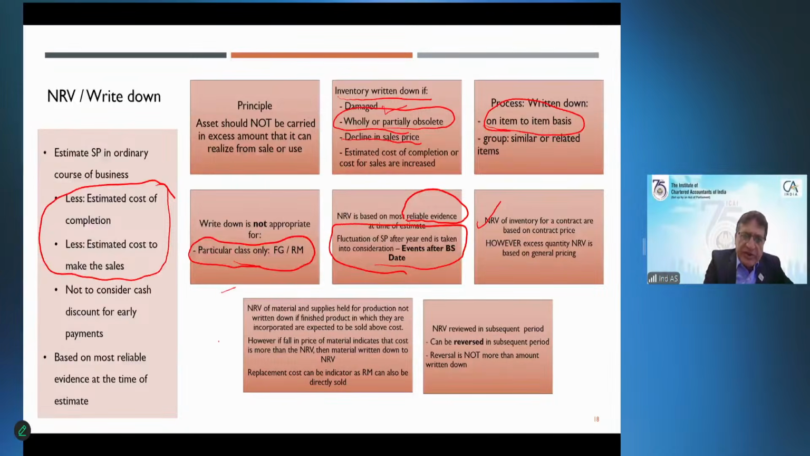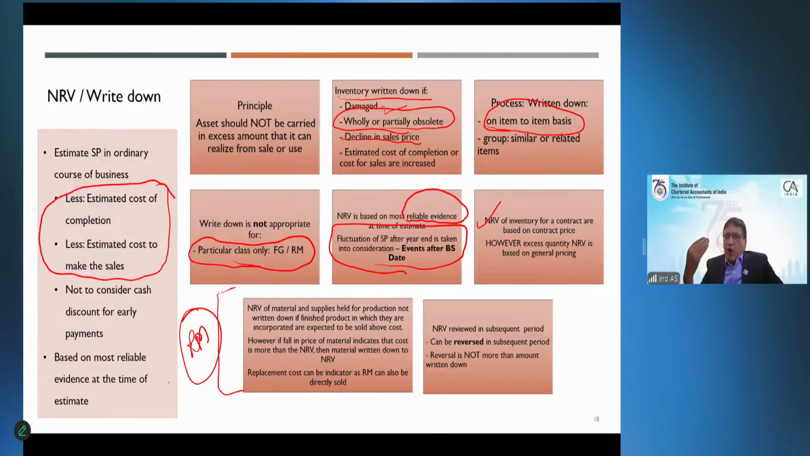There is a particular question with regards to the raw material. Should the raw material also be tested for NRV? The answer is yes and partly no. I would put it like this. If there are indications like the raw material price has gone down to such an extent that it will impact the selling price, then of course the NRV testing has to be done. The replacement cost of a raw material is also an indicator for such items.